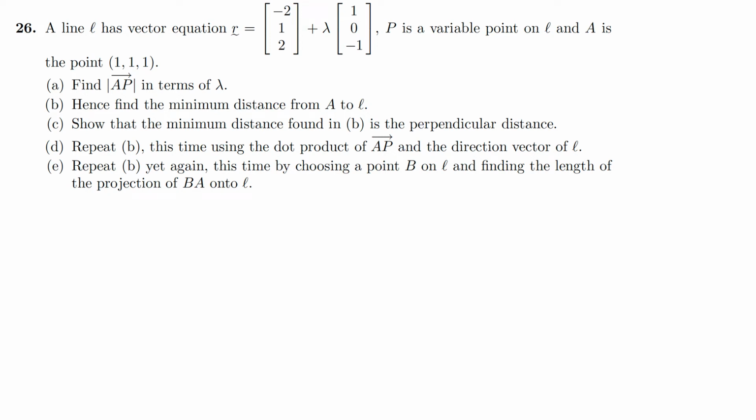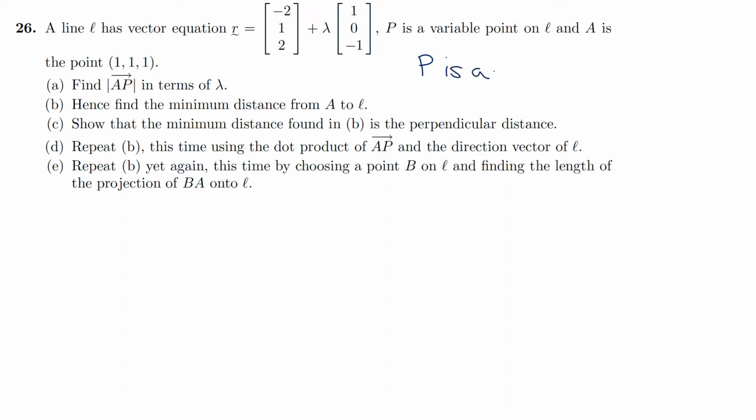All right, first thing we have to find for this one is the length of vector AP in terms of lambda. So the first thing we need to do, of course, is find vector AP. So we need both the point P and the point A. We are given a line L, and P is a variable point on that line. So any point on that line would have the position.